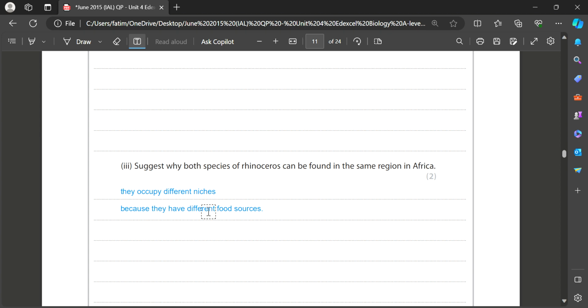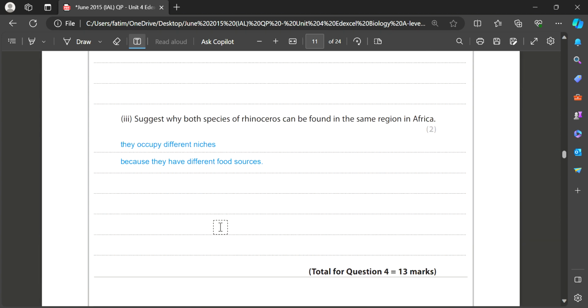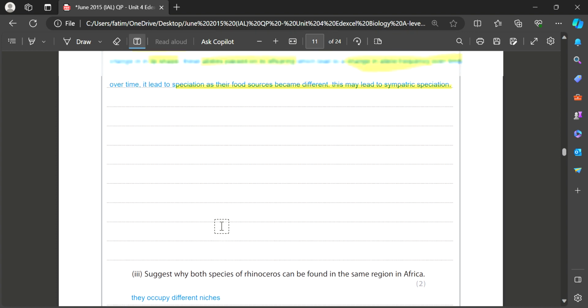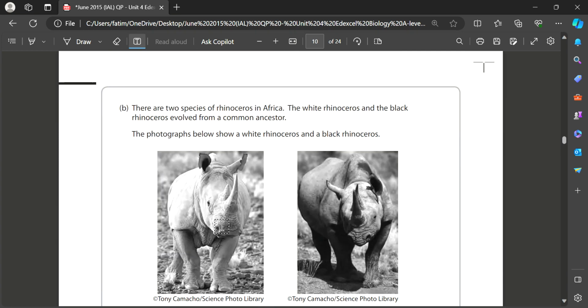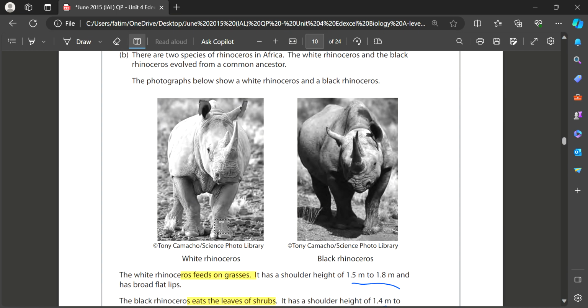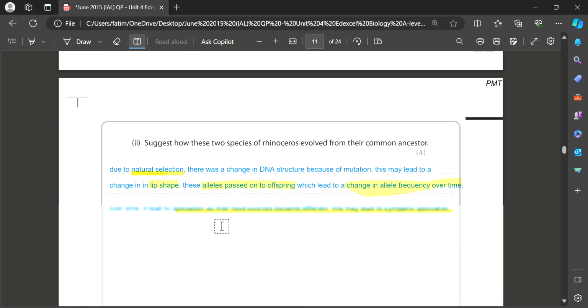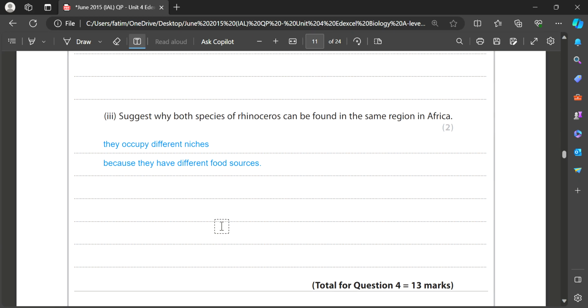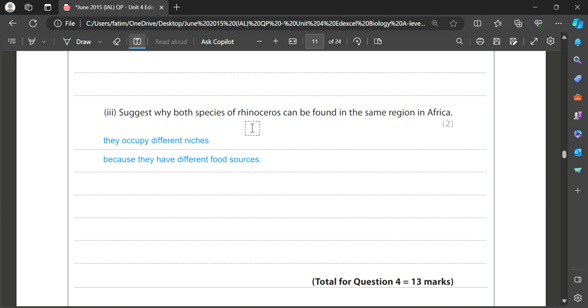And yeah, that was actually very simple, because that's the only reason it could be. That's the only reason why they can be found in the same region, is because they occupy different niches. I told you, because one is white, one is black. Not that they live in different regions, but they live in different parts of the same region. You know, they prey on stuff differently, so that makes sense.